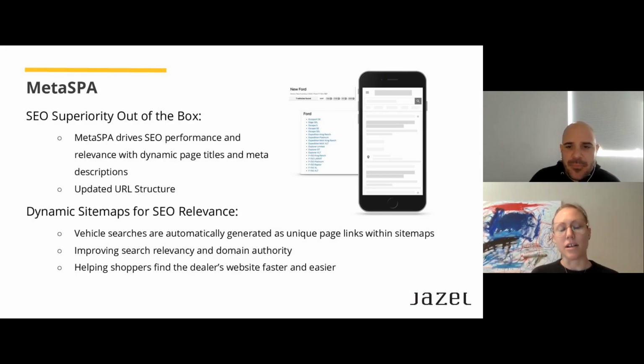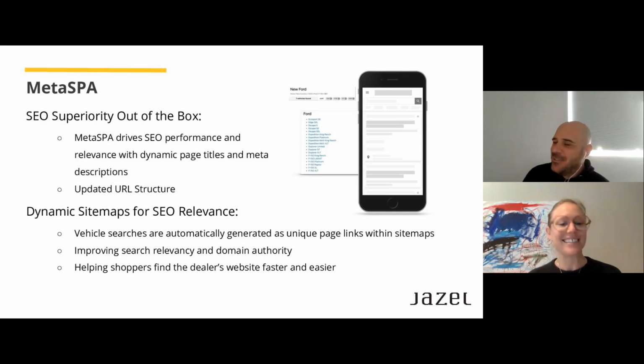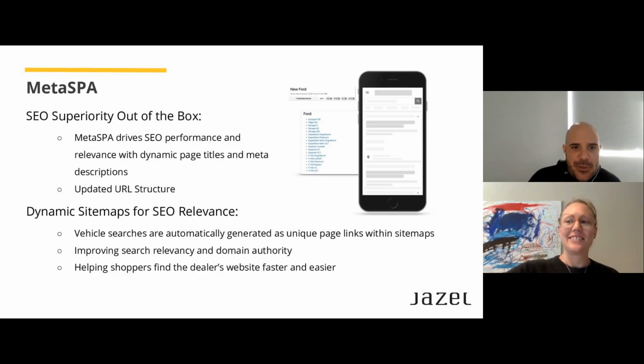All right. And so next on Metaspa, speaking of SEO, superiority out of the box. Very true. Right out of the box, Metaspa has SEO superiority right away. It really helps drive your performance and relevance. It helps shoppers find your website faster and easier. And I know Brittany's pretty excited about the next webinar because it will dig more into Metaspa as well. Absolutely, yeah. As you mentioned, a lot of this is happening out of the box dynamically.